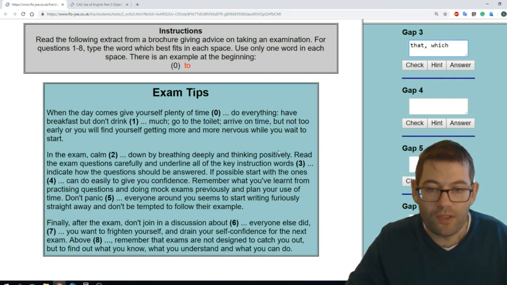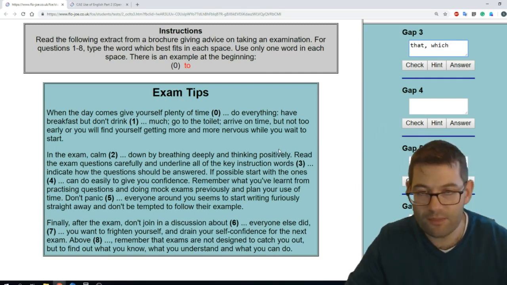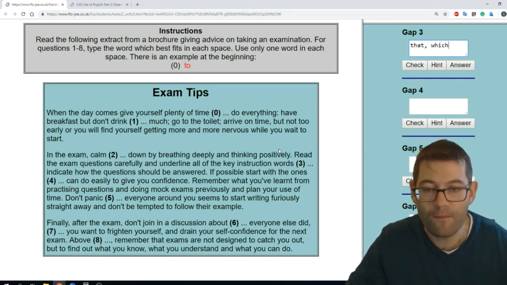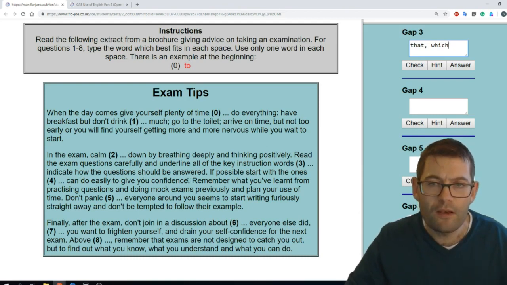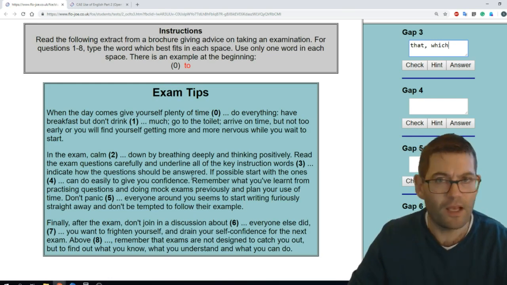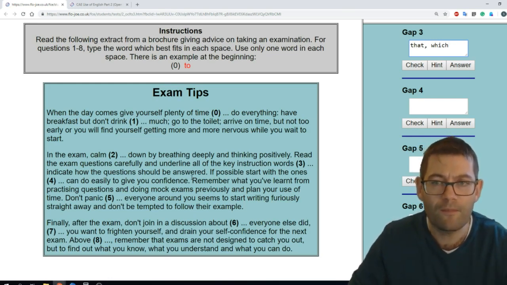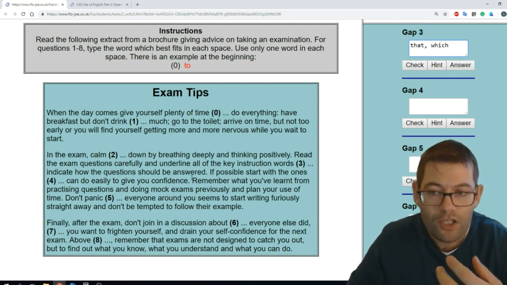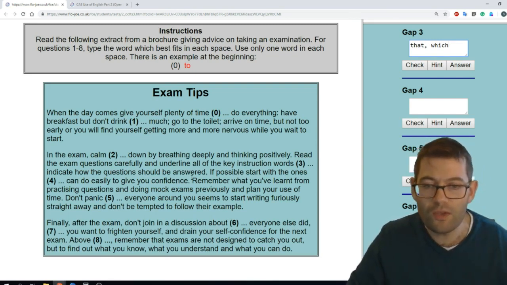If possible, wonderful. I love conditionals. Conditionals are very, very flexible, very, very useful language structures in English. "If possible, start with the ones you can do easily to give you confidence." Once again, the thing that's missing from this sentence is the person that we're talking about. And who are we talking about? Well, of course, the article is talking to you. So, "if possible, start with the ones you can do easily to give you confidence."